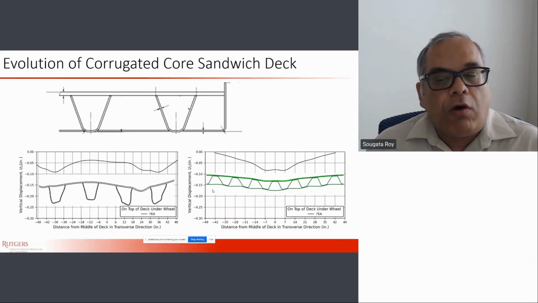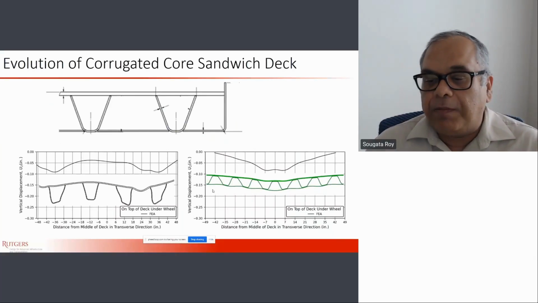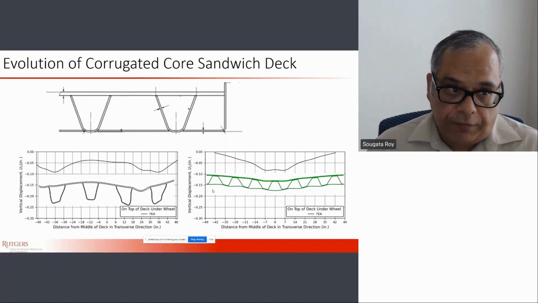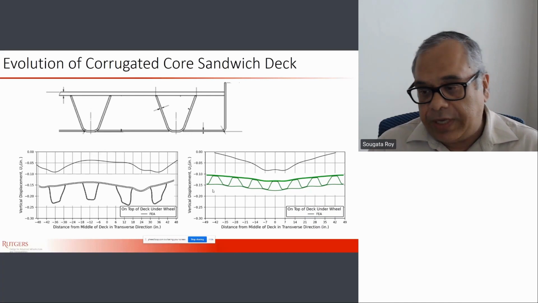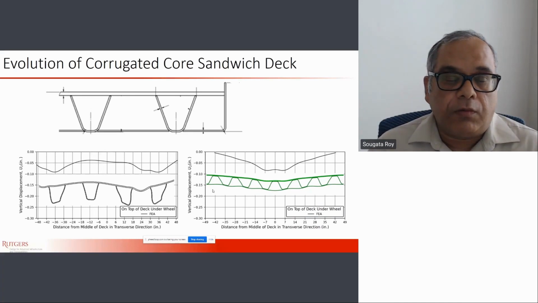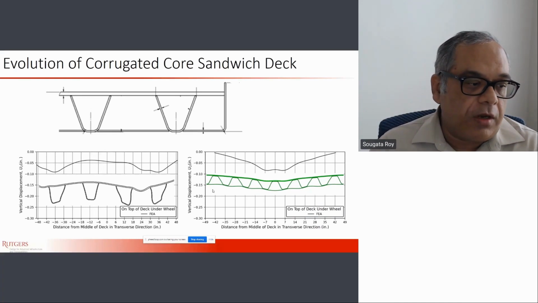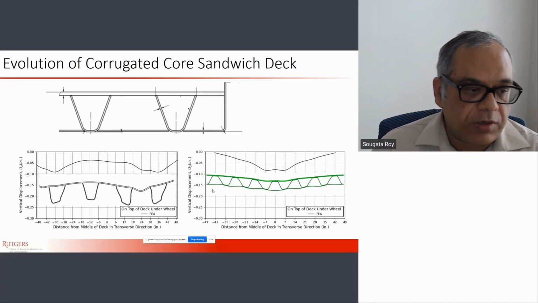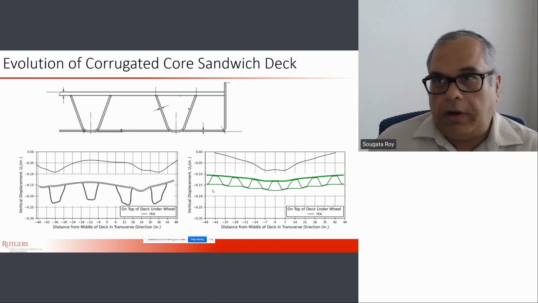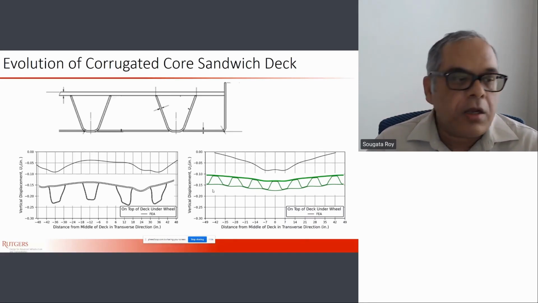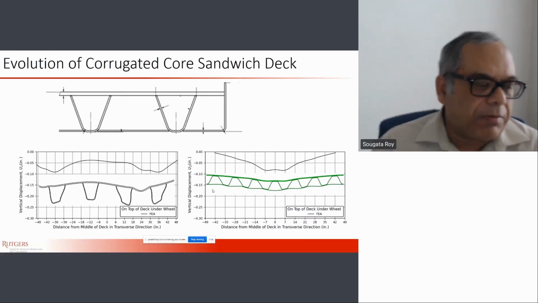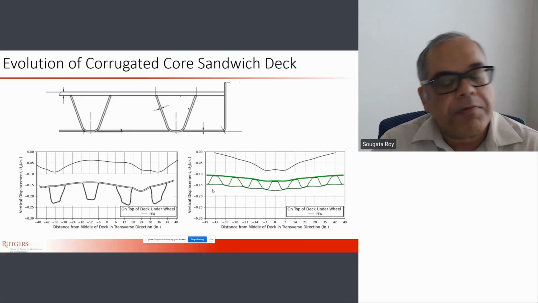So over the years, a new type of deck has been proposed, called the corrugated core sandwich deck. If you look at the figure in the bottom left, you see a typical orthotropic deck deformation profile of the deck slab under, say, HL93 loading or AASHTO truck. What you see there is a deflection of the surface of at most about 0.1 inch, right?